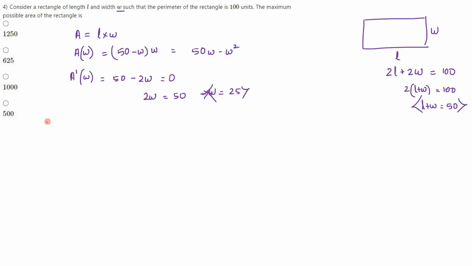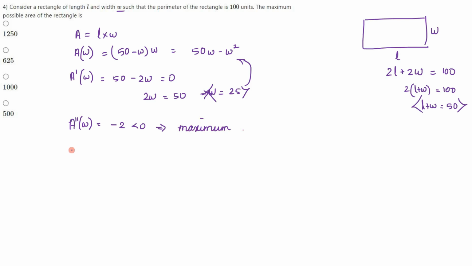So to check whether this is maxima or minima, I'll have to double differentiate, right? A double dash of W. Again, this step is not necessary. We can directly substitute this W value in this equation and directly find the answer. Just for practice's sake, I'm doing this. If I differentiate again, I'll have minus 2. Minus 2 is less than 0. This implies that this is a local maximum.